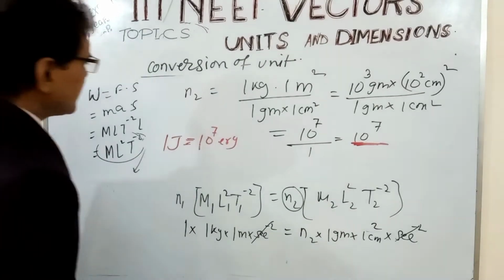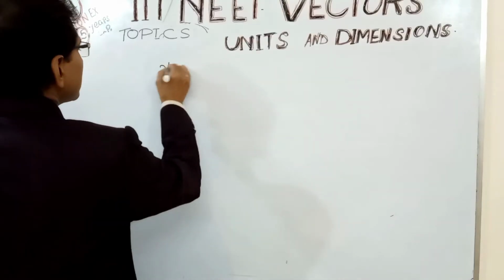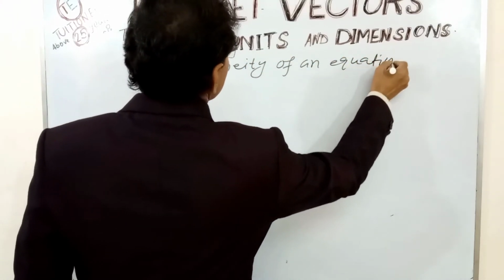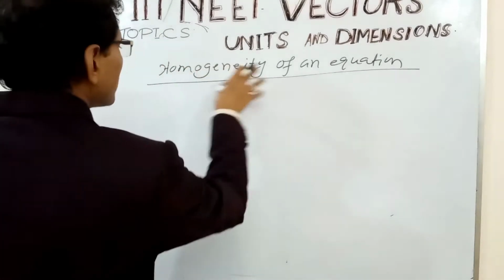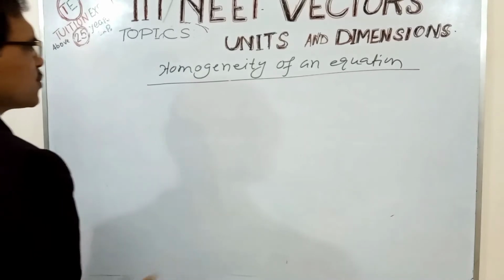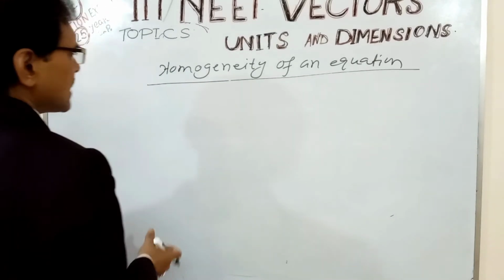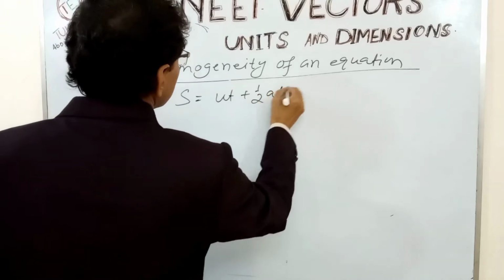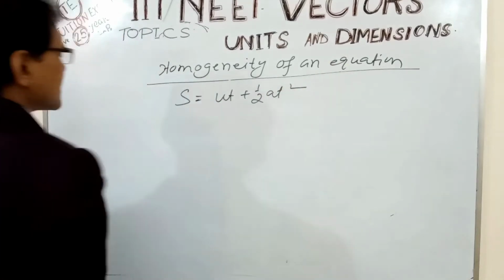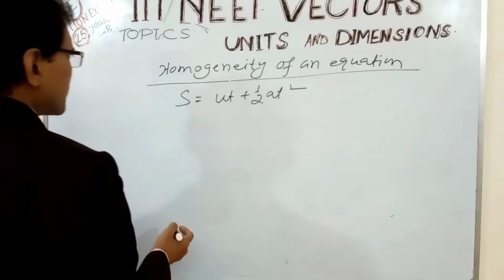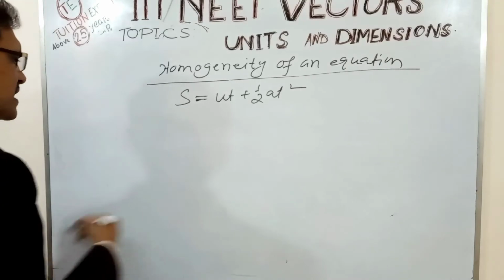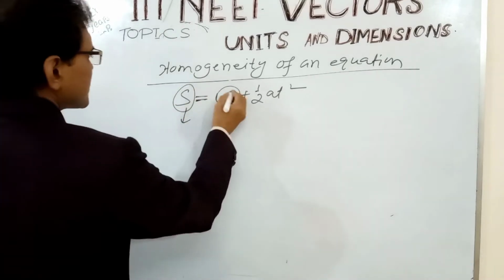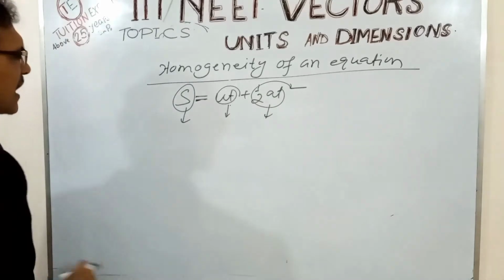That's why we convert from one unit to another. Next is the homogeneity of an equation. This is a very important topic of dimensions. From that principle, we determine the dimensions of an unknown quantity. Homogeneity of an equation tells that the dimensions of both sides of a physical expression are equal. That is, the dimensional formula of each term is equal.